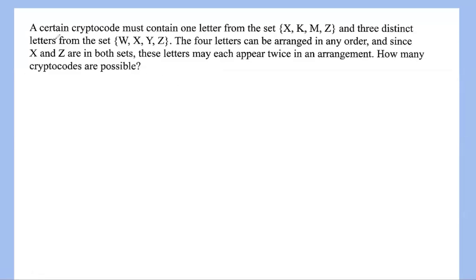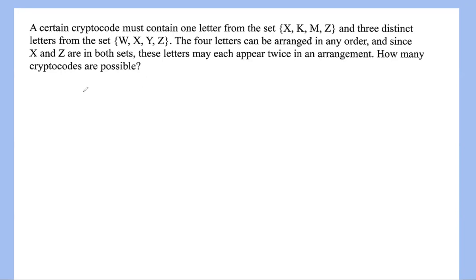Okay, so we have a certain crypto code that must contain one letter from the first set and then three distinct letters from the second set. And then since there are X and Z in both sets, these letters may appear twice in each arrangement. So how many crypto codes are possible?